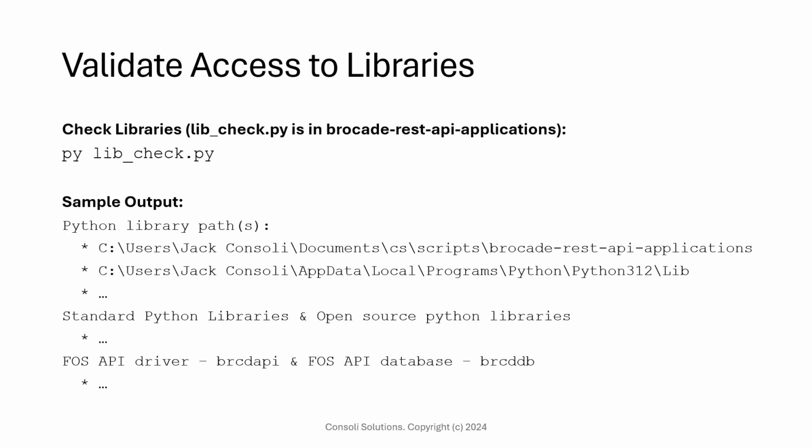Run libcheck to determine the library paths and to see which libraries need to be updated. The output should be self-explanatory. I'm assuming everybody's going to recognize their local path. The standard Python lib folder is going to be something like Python/Python version/lib. The libcheck utility can be found in the Brocade REST API applications folder.